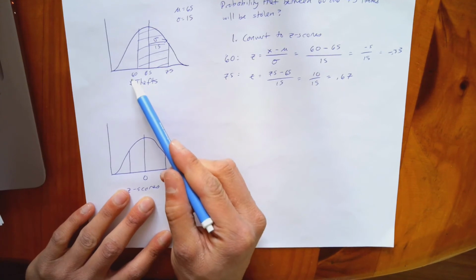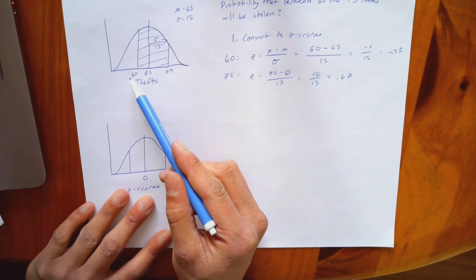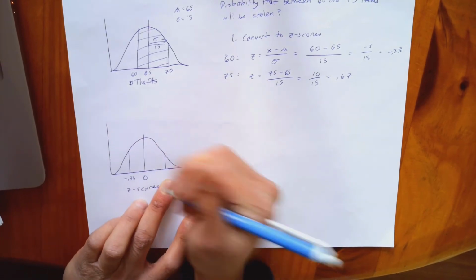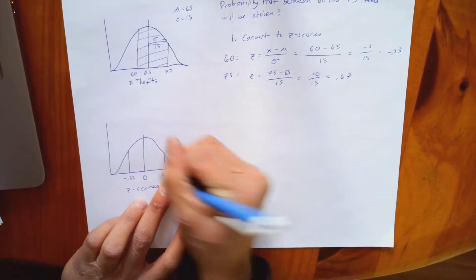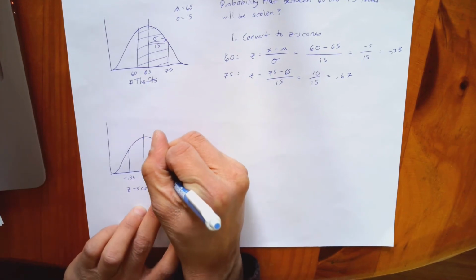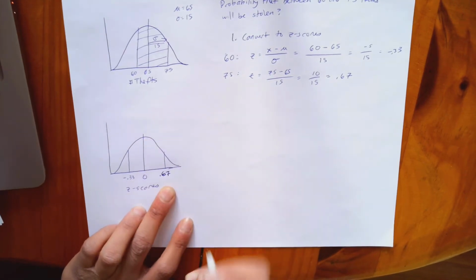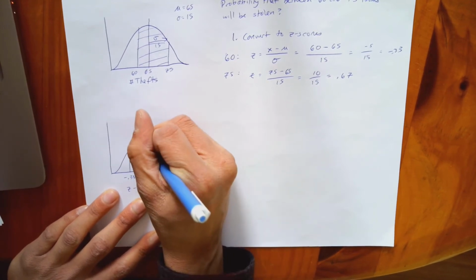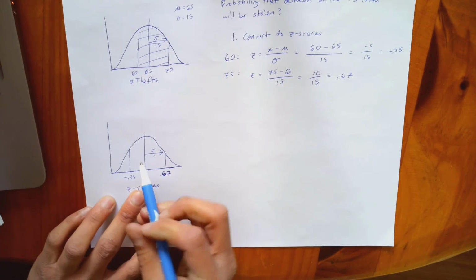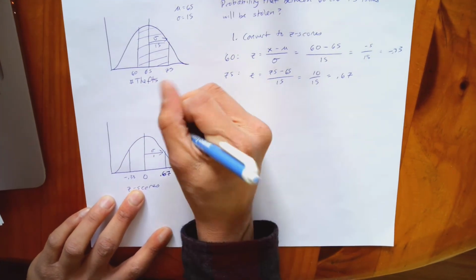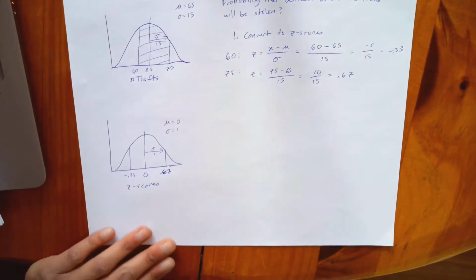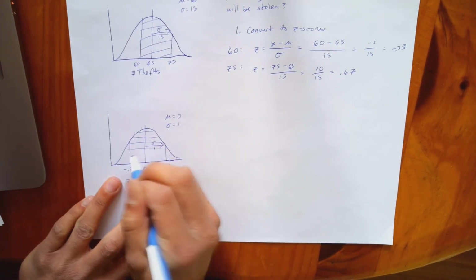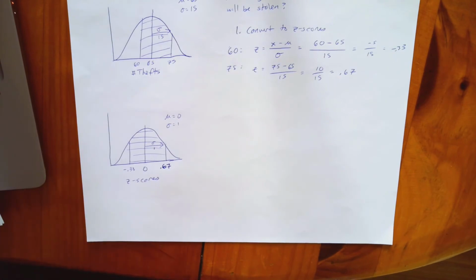So here our value of 60 thefts is converted to a z-score of negative 0.33. Our value of 75 thefts is converted to a z-score of 0.67. And again, this is not drawn to scale. And we now have a standard deviation of 1 because we have a standard normal distribution where our mean is 0 and our standard deviation is equal to 1. That's always going to be the case for any standard normal distribution. Our next step is going to be to find the area under the curve between these two values.